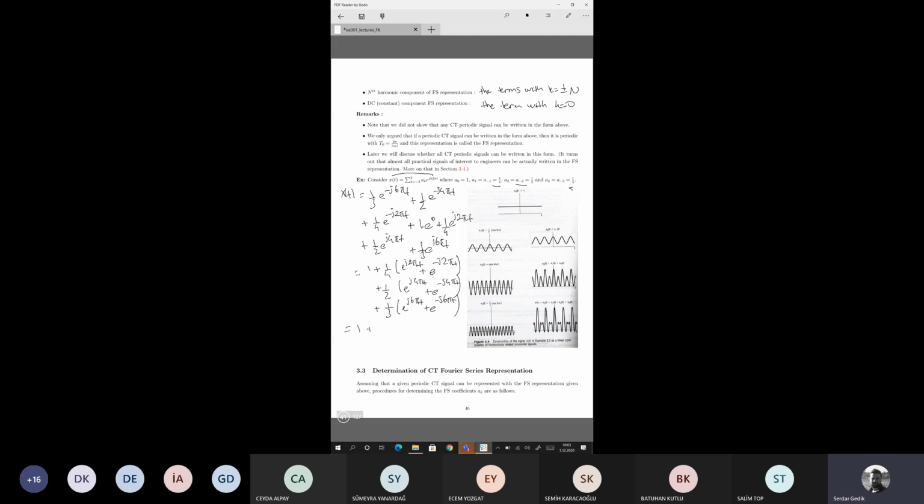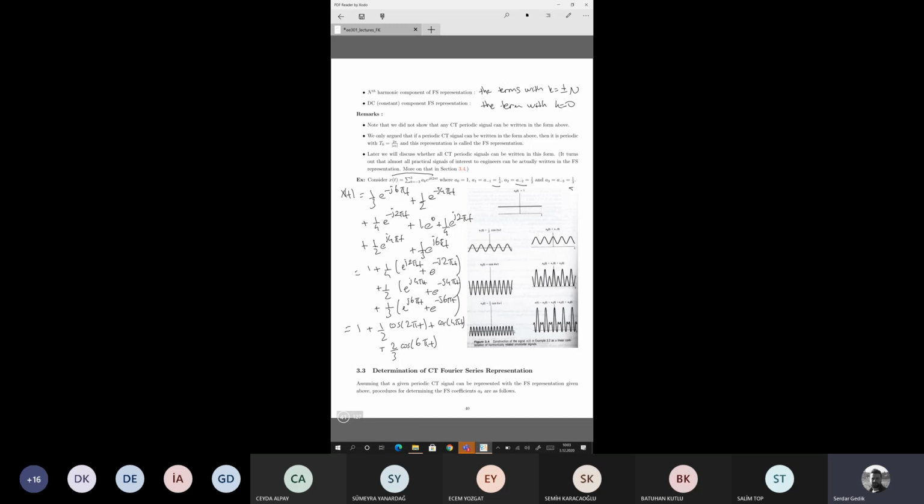And it is equal to 1 plus 1/2 cosine 2 pi t plus cosine 4 pi t plus 2/3 cosine 6 pi t. So this is my x of t. I used Euler's relation to convert the complex exponential sums to cosines, and that's it.